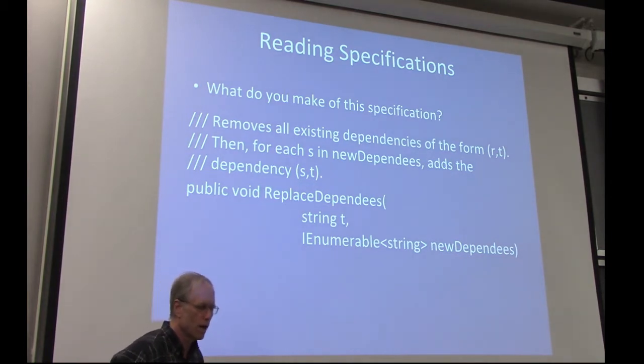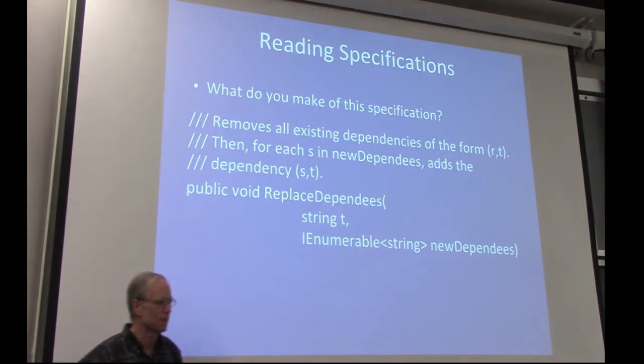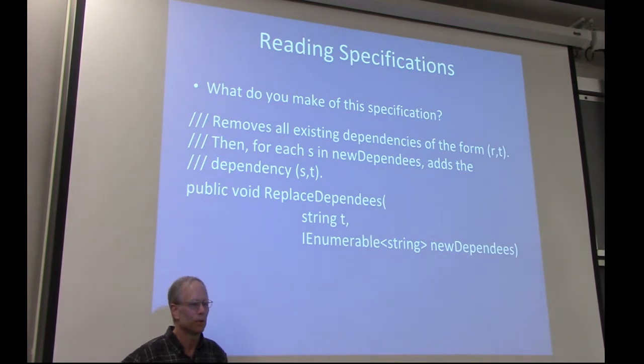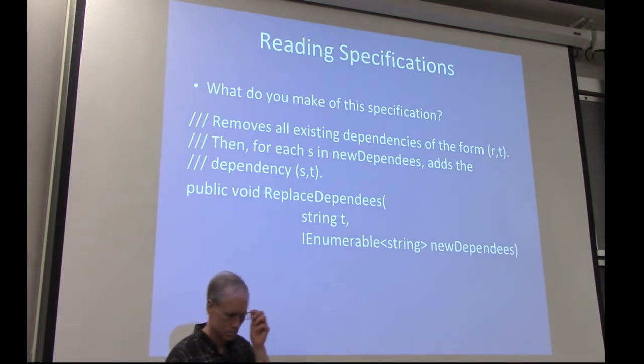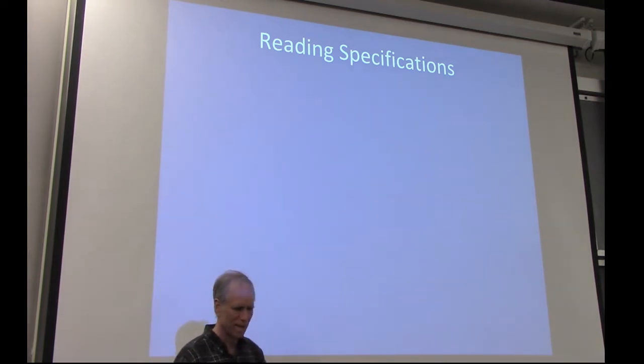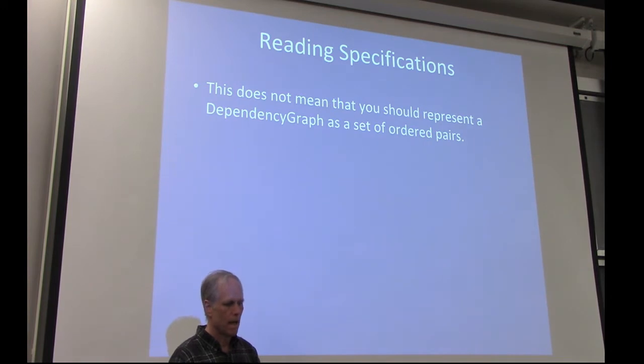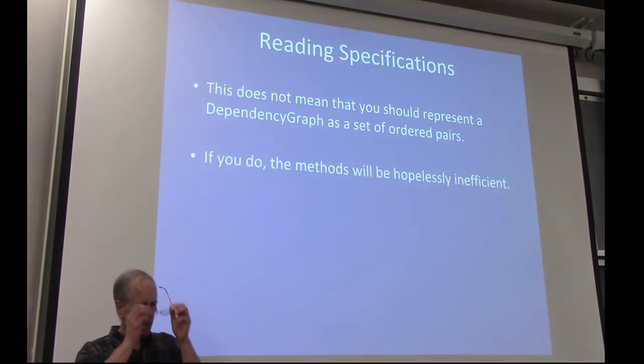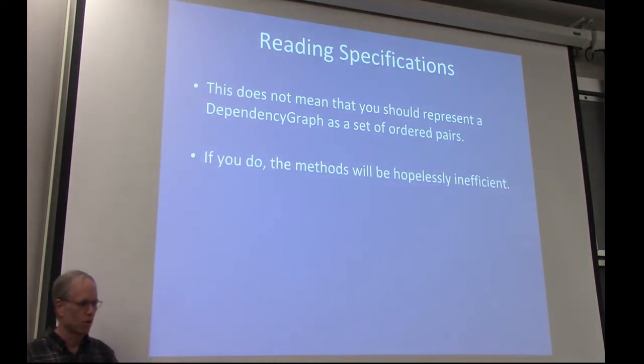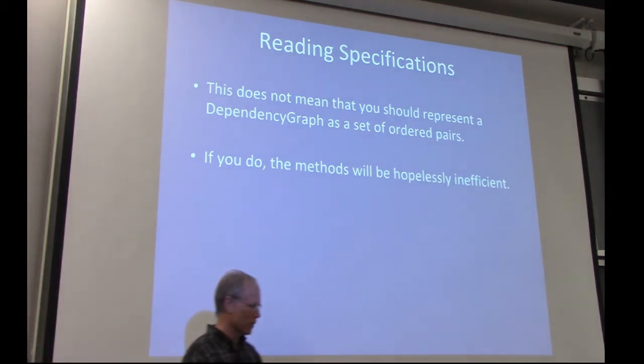So deciding what these methods ought to do is easy, or easier, if you think in terms of the abstraction, not in terms of your implementation. So you need to think abstractly. And I just want to emphasize, you may be tempted just to have your dependency graph be a set of ordered pairs, and then the specification tells you exactly how to implement the class. But the problem is it's going to be hopelessly inefficient.